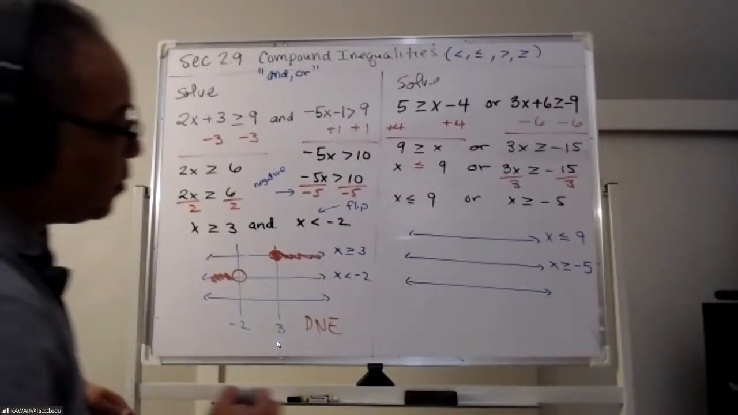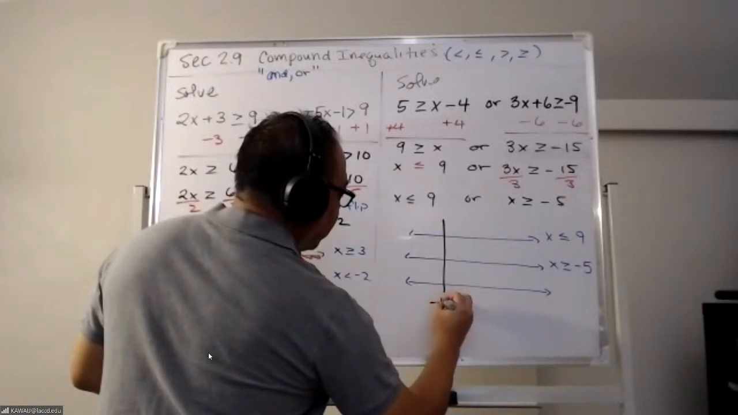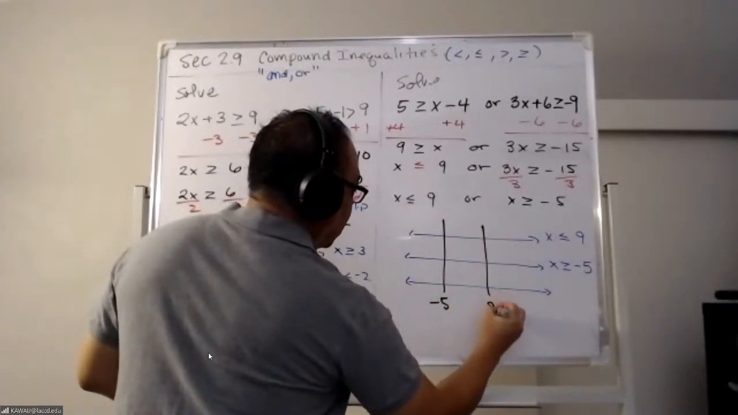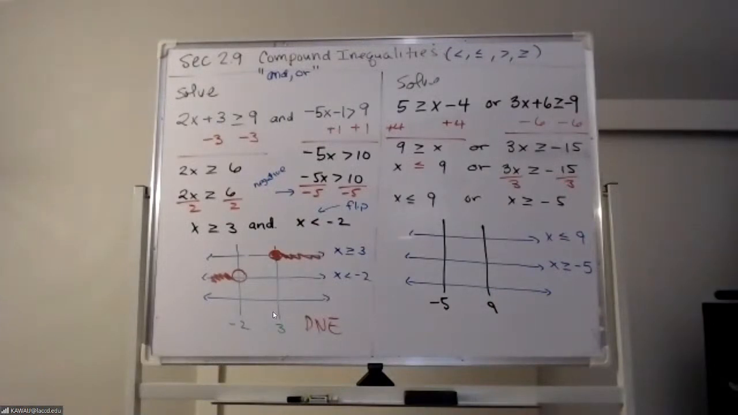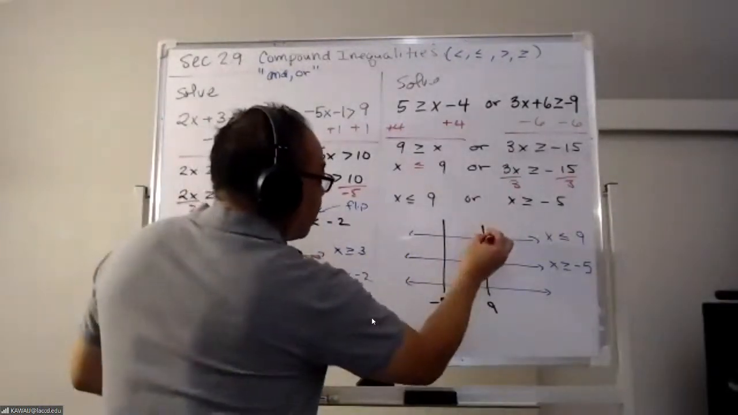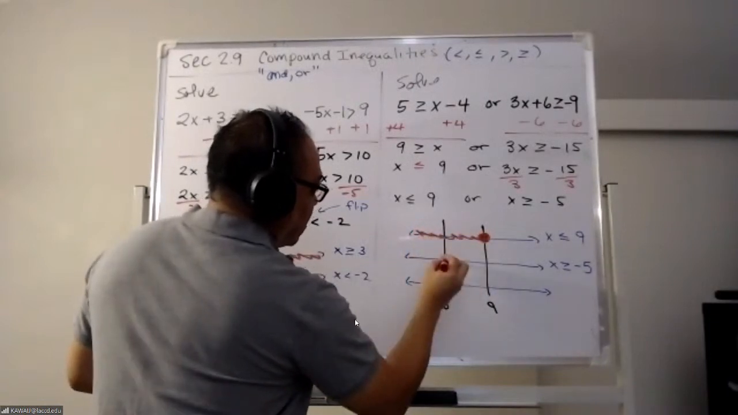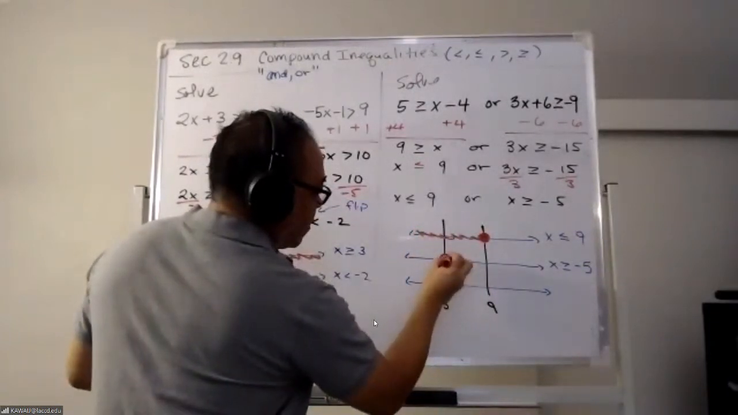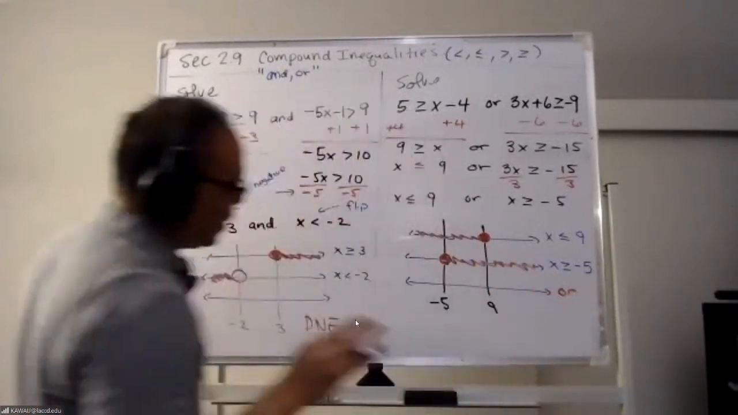Remember, the smaller number comes first. So make sure you have the negative 5 over here and the 9 over there. So over here we have this, and over here we have this. So make sure we're doing an OR. You're doing it at least one.